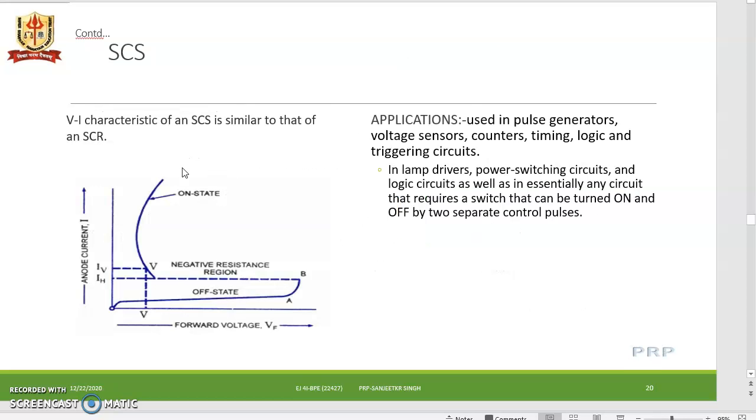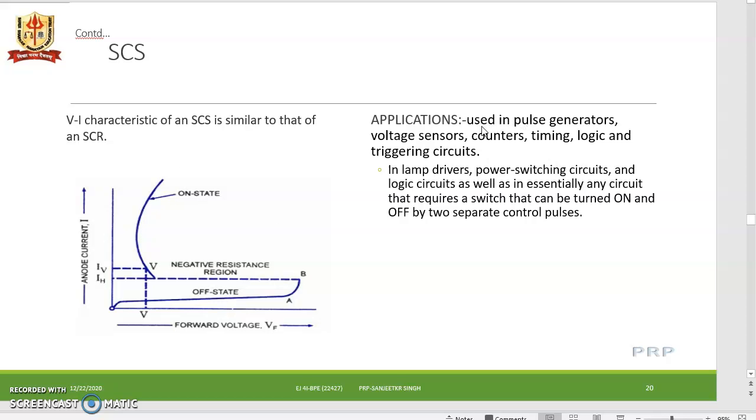Now the VI characteristics are again similar to those of the SCR, and we can achieve the breakover voltage at an earlier stage if we increase the gating current. The on-state voltage increases with the anode current and is not straight as we saw in the SCR.